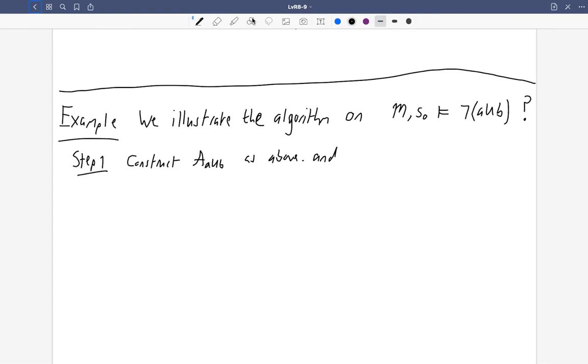We would normally get a generalized non-deterministic Büchi automaton, and then convert to an ordinary non-deterministic Büchi automaton. But this is already an ordinary non-deterministic Büchi automaton, so there is no need to convert, because it's already an NBA.